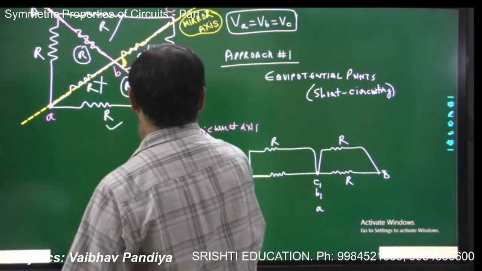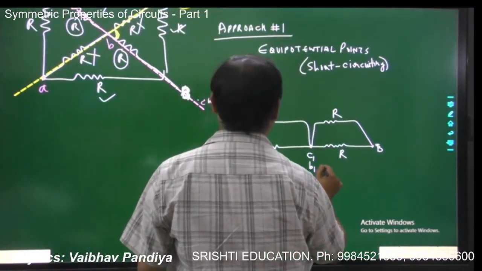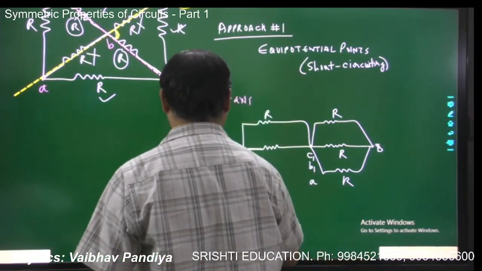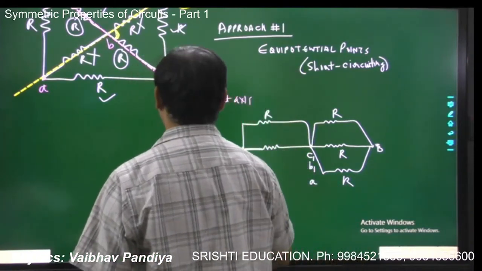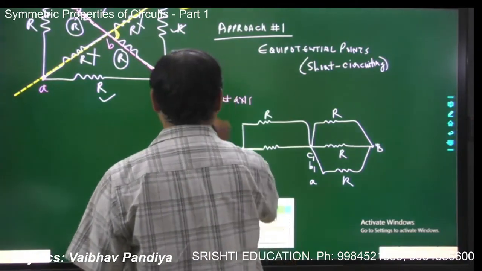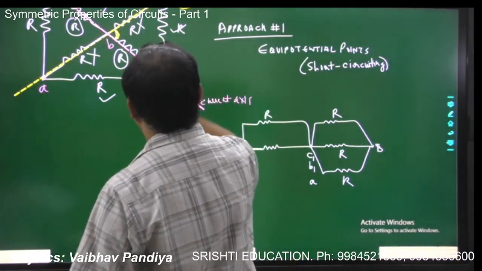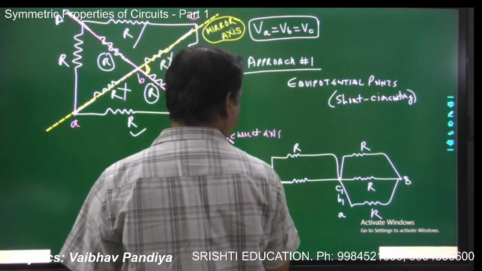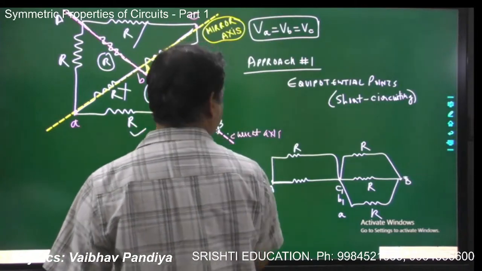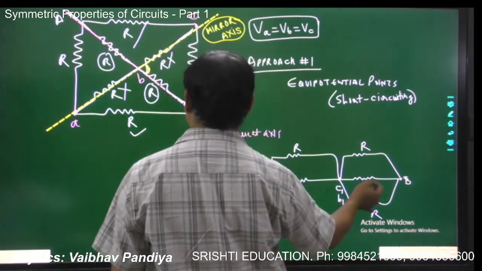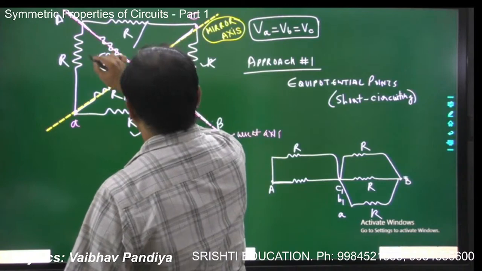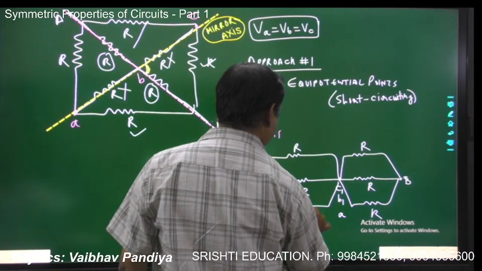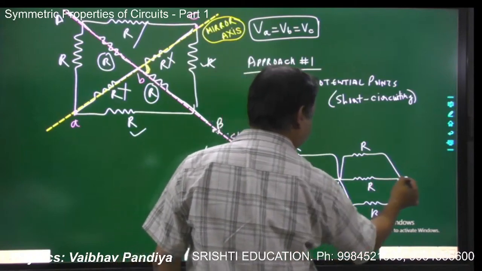Then there is R between small a and capital B. So we have this R. And we have one R between small b and capital B. Then we have capital A and small a, so this is capital A and this is small a. So we have this R. So this is your equivalent circuit.